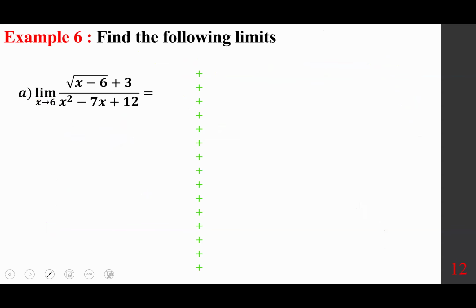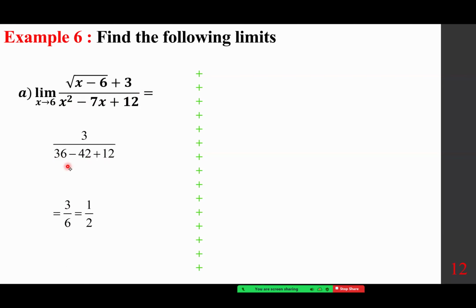Now, this is an example that, again, I have to plug in to see what I get. So if I plug in 6 here, I hope you recognize this is 0. So this is 3. So the numerator is 3. You square this one, you get 36. Minus 7 times 6 is 42, and 12. So you didn't get 0 over 0. So if you start multiplying by the conjugate and dividing by it, you're wrong. So the numerator is 3, the bottom is 36 minus 42 plus 12, which is 36 minus 30, or 6, which makes it 1/2.